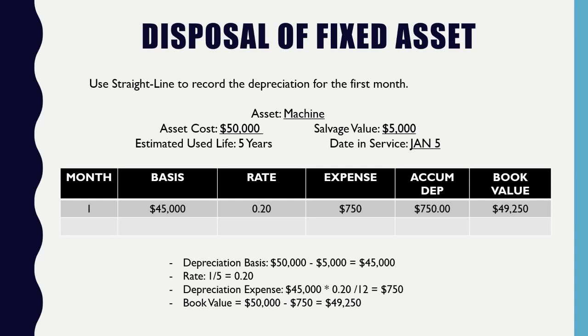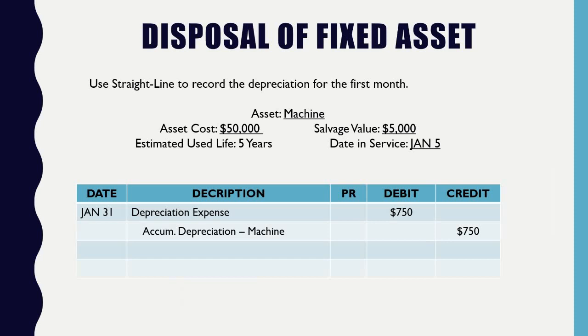So in reality, it's actually going to be X amount of dollars divided by 12, which gives you a monthly expense of $750. Then, of course, you're going to change the value into your book value because you used the asset for 1 whole month, which is going to give you $49,250. Okay?